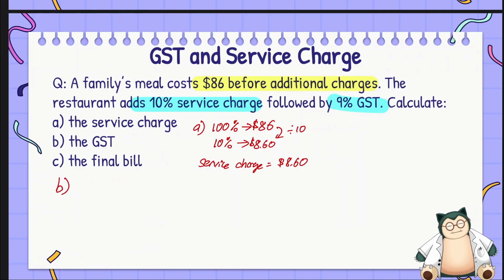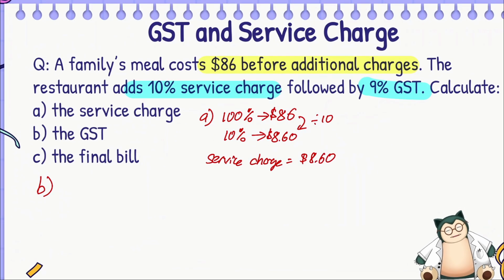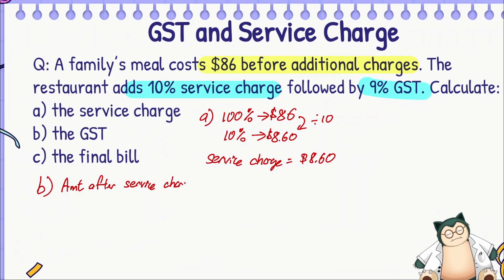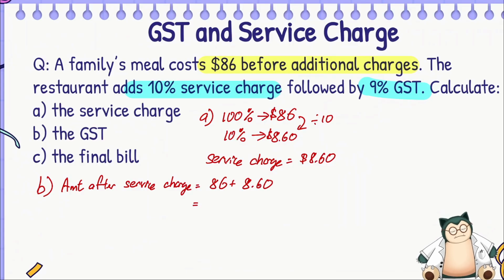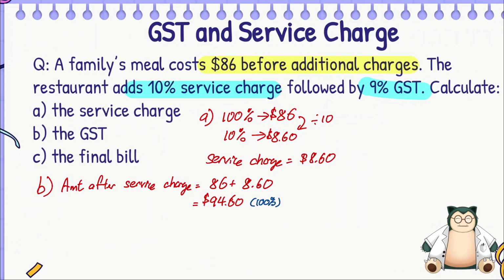So in this case, what we have to do is to calculate the total amount with the service charge. So the amount after the service charge equals 86 plus $8.60. This will give us $94.60. All right, and then this is now our new 100%. Is that clear, everyone? We have to include the service charge together. That's our new 100%. So it's a step-by-step process.